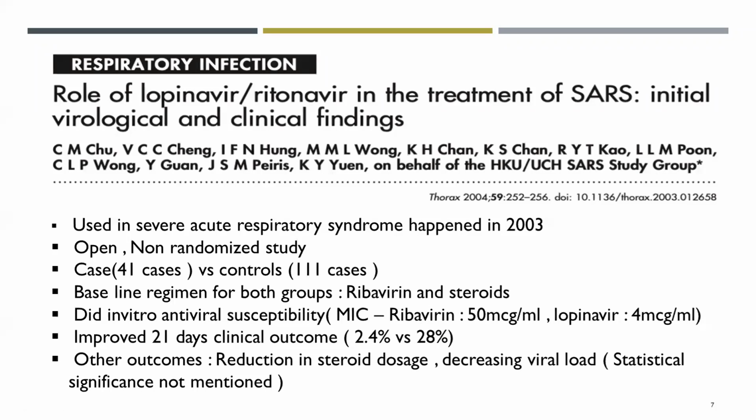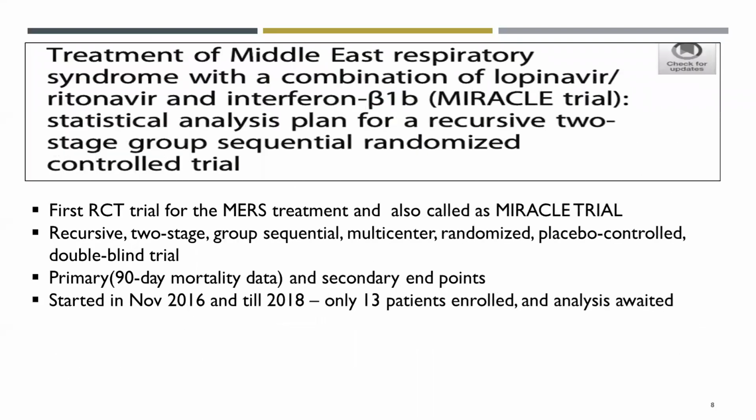However, we are not sure of the statistical significance, which is not mentioned in the paper. So next is about the Middle East respiratory syndrome, where this drug was used. However, this is the first article that is being published from Saudi Arabia, where the disease was first noted. Then the trial is called the Miracle trial.